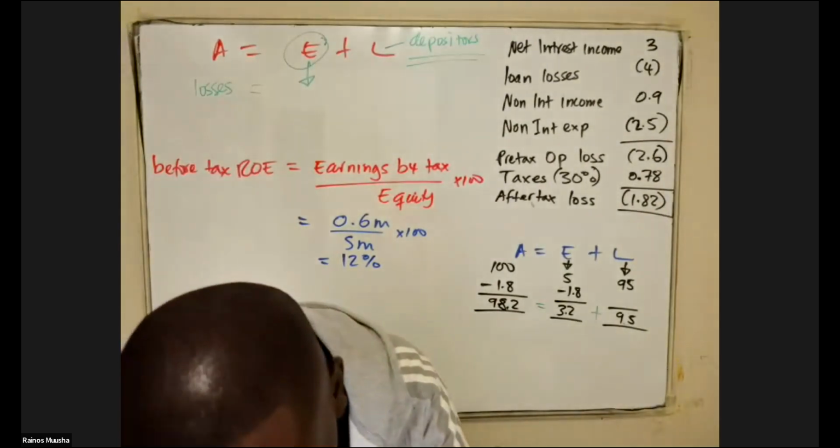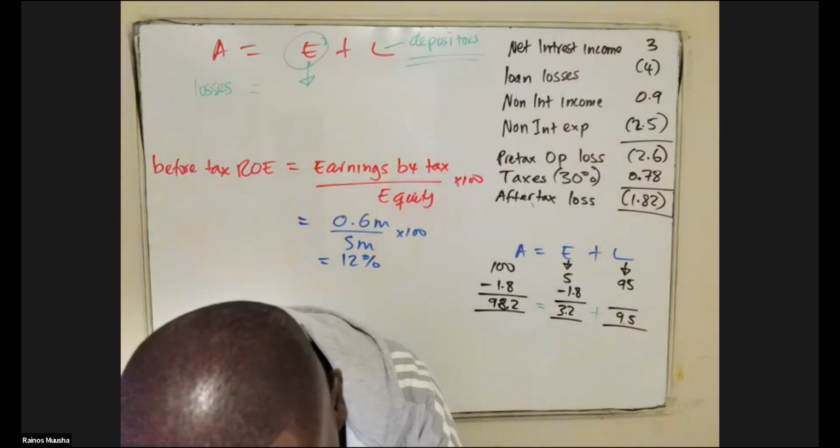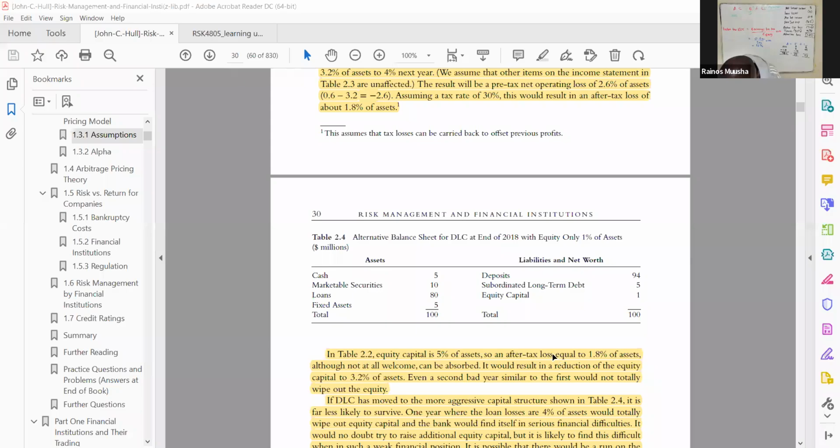So here, that's what they're trying to explain in this section where they say equity capital is 5% of assets. After tax loss of 1.8 million, although not welcome, can be absorbed. It would result in a reduction in equity capital to 3.2% of the assets, because the equity is now going to be 3.2 million, which is equal to 3.2% of the initial assets. Then even a second bad year, similar to the first, would not totally wipe out the equity.